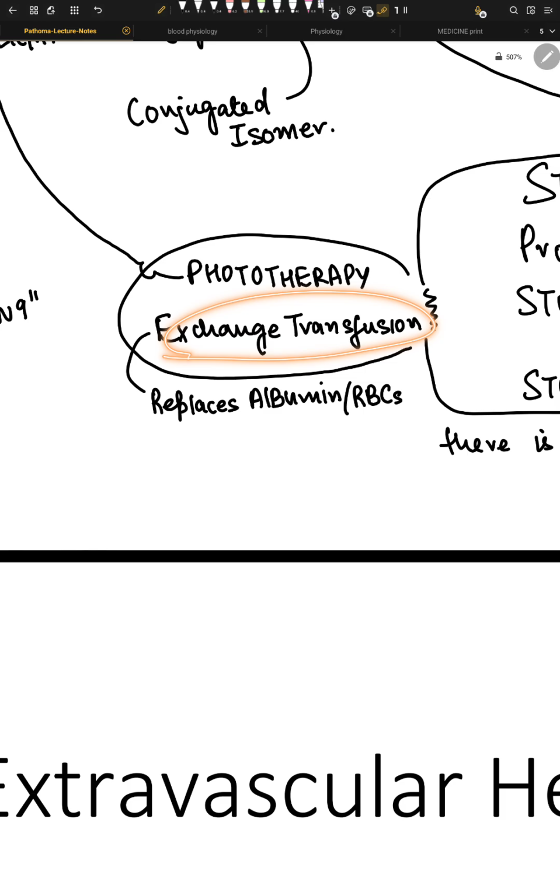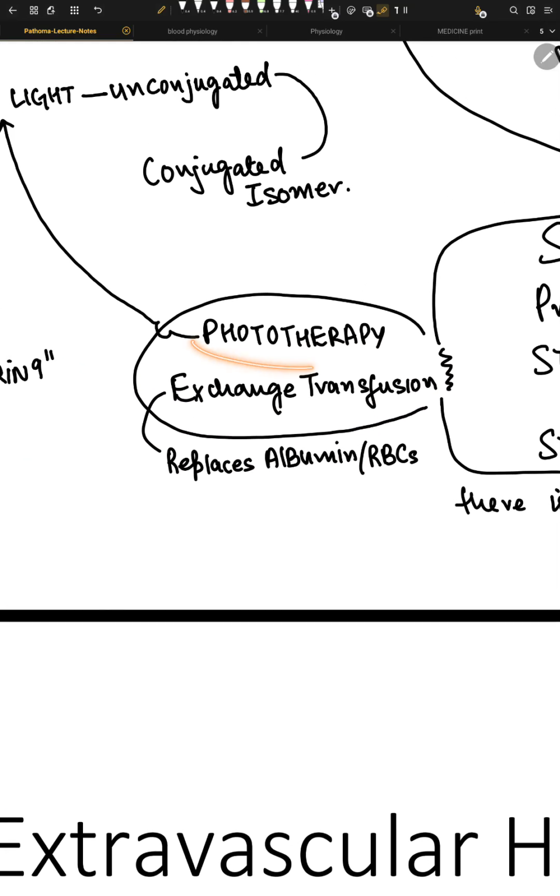Exchange transfusion is where we exchange the plasma of the defective baby, the defective prenatal, with that of a healthy one. It replaces the albumin, which is the prime carrier of bilirubin, and RBCs, so that we don't have hemolysis, right? And the other thing that can happen is phototherapy.